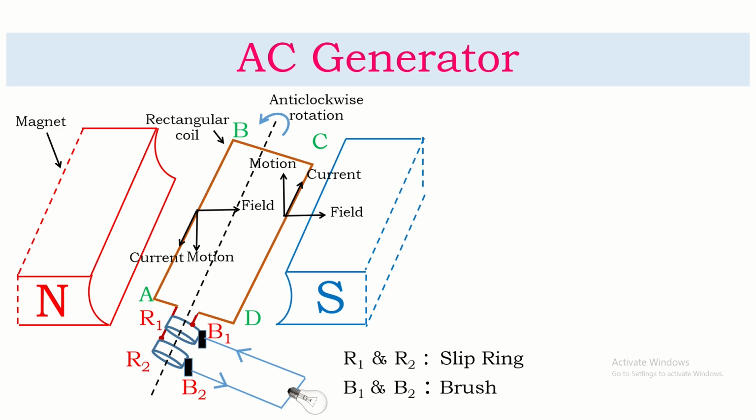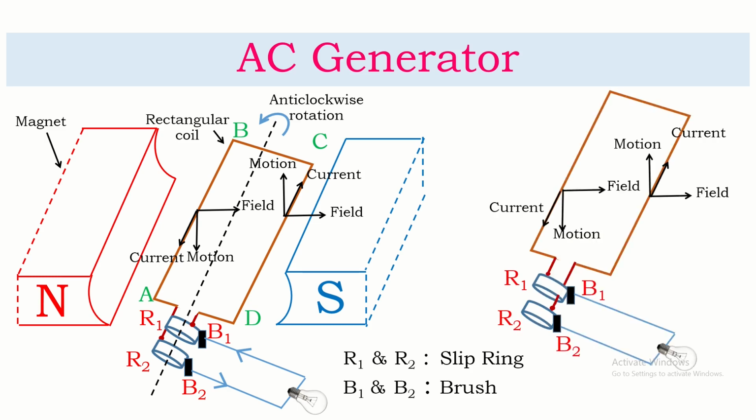Now what happens in the remaining half rotation? I mean to say when AB cuts the magnetic lines of force, again it comes back in the position of CD, and CD goes to the position of AB. We can understand it this way. Now AB comes to the position of CD, and CD comes to the position of AB this way. Again the same thing happens.